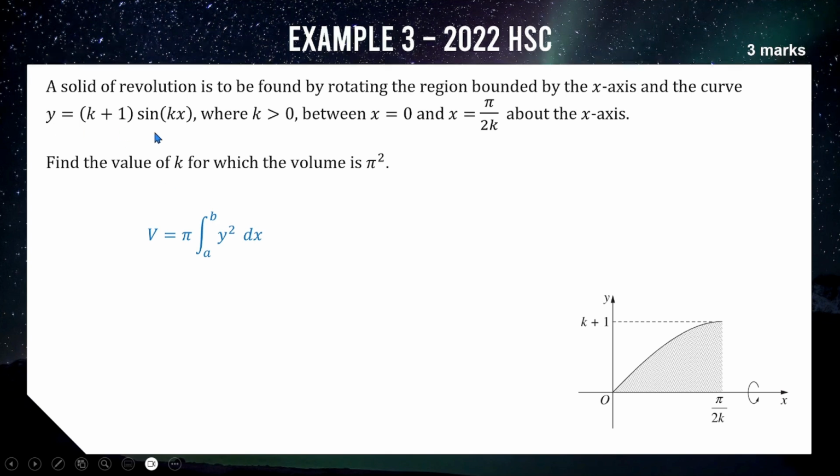Okay, so we have our equation up here. We have y equals our function. We need to figure out what y squared is by squaring both sides. So when we square this, we're going to get (k plus 1) squared, and when we square sine kx, we of course get sine squared kx. Okay, we've got pi out the front. Our two limits are 0 and pi over 2k as the question specified.